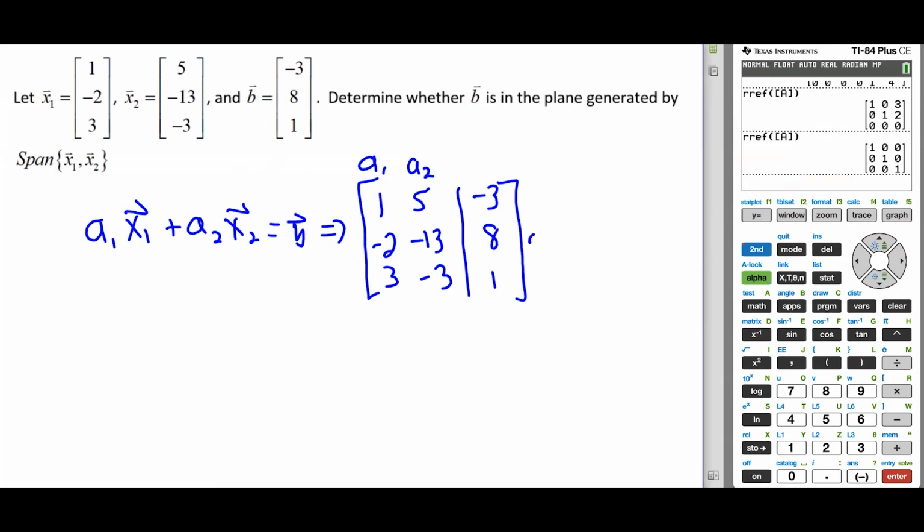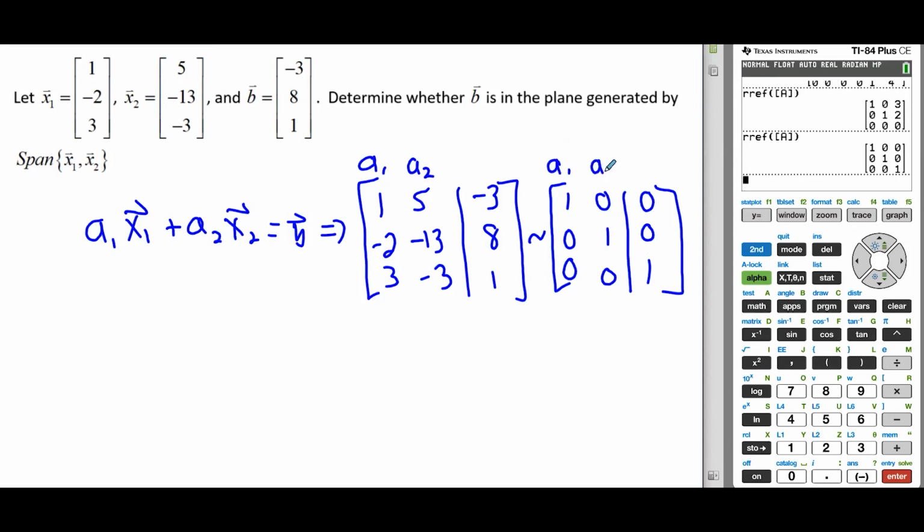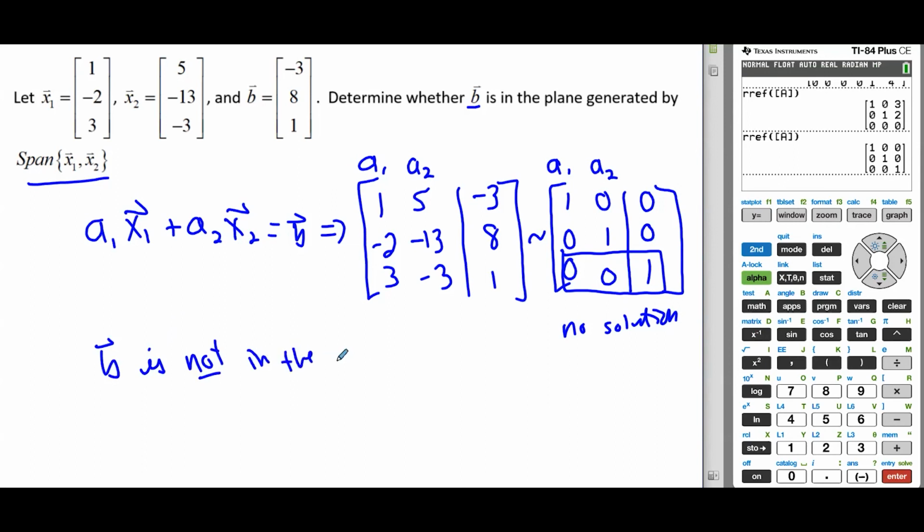So we'll say this is row equivalent to this, and this is where it's very important to realize where the augmentation happens. So this is the augmentation line. That's where these two things are stitched together. And these are the variable coefficients. And this here says that 0 plus 0 equals 1. 0a1 plus 0a2 equals 1, and that can't be true. So this is a no solution. So what that means is this vector b is not in the plane that you get when you span these two vectors. So we'll say b is not in the plane that you get when you span x1 and x2.